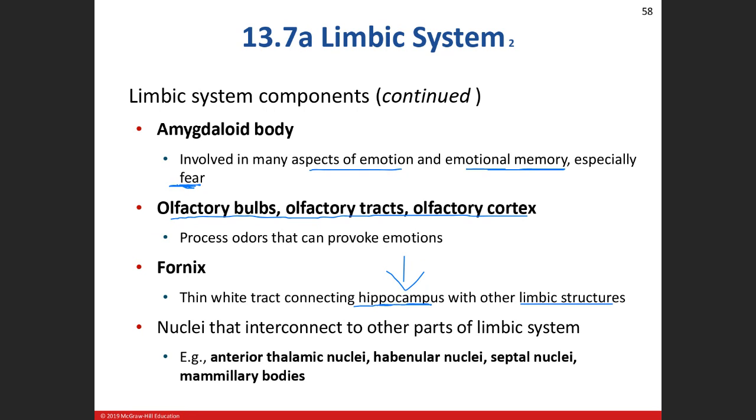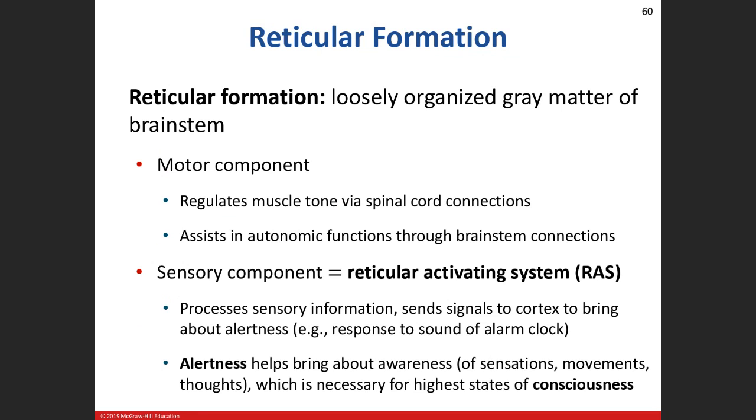All right, and again, we're not going to get into it because we don't have the time, but you can see all these different nuclei listed here. Here's the habenular nuclei like I was telling you about. That is going to be mixed into the limbic system and help contribute to some of these processes here. All right, reticular formation.